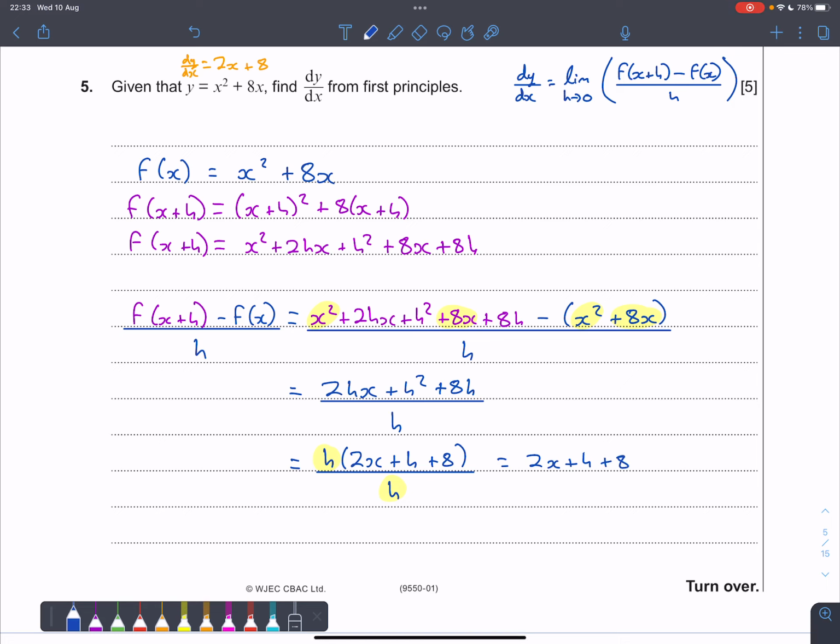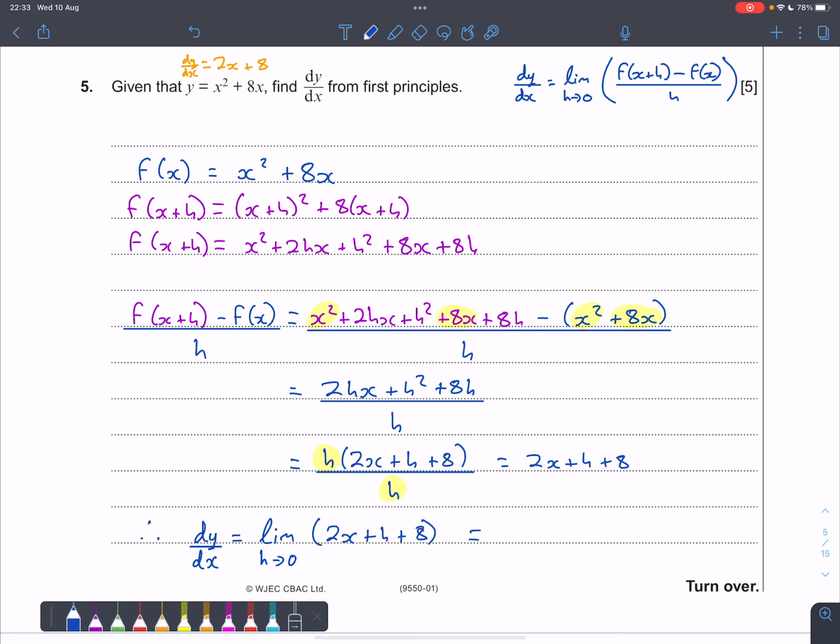That can't simplify any further, so this is now the simplest version of the fraction that we had up here. Now I have to deal with the limit. So I can say, therefore, dy by dx, the actual gradient function, is what we get from this expression as h goes to 0.